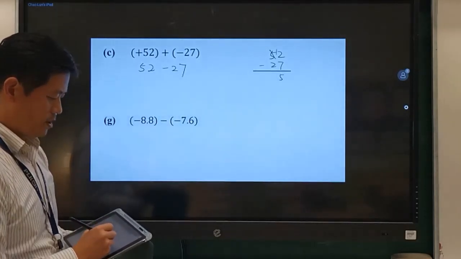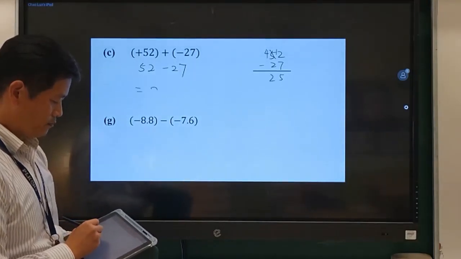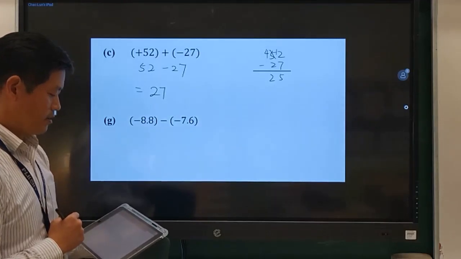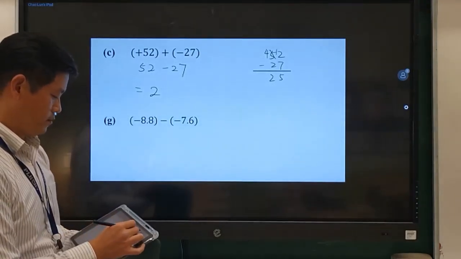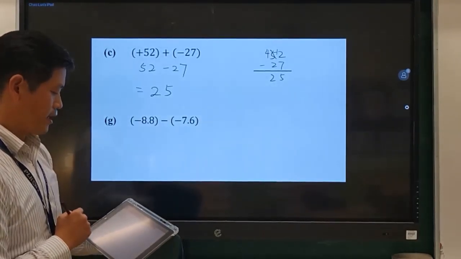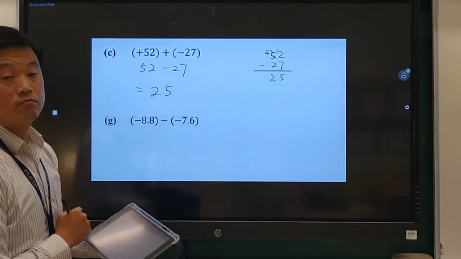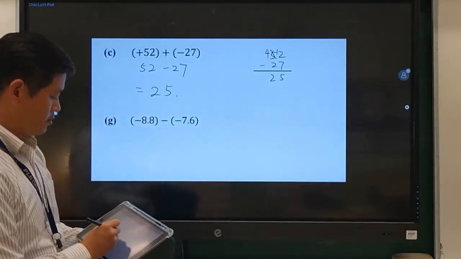And then that would be 4. 4 minus 2, 25. If I want to check, if I have 25 plus 27, would I get 52? Yep, seems like it. Alright, so that would be my answer.